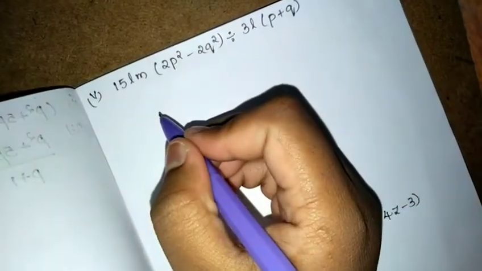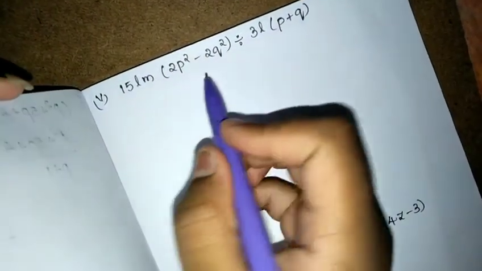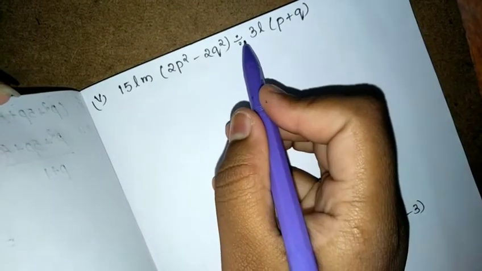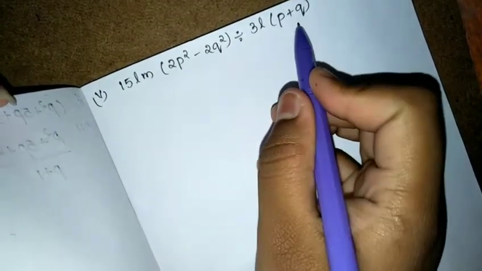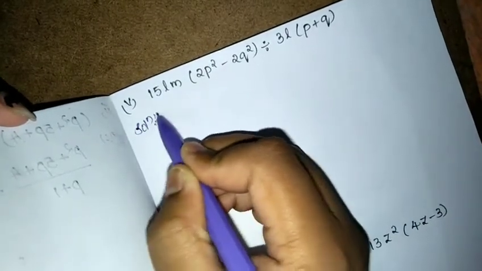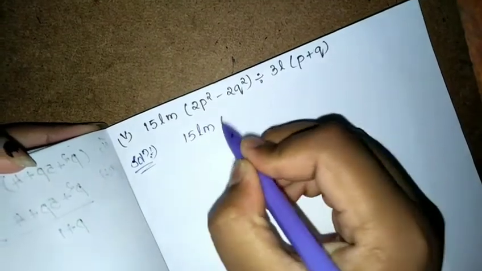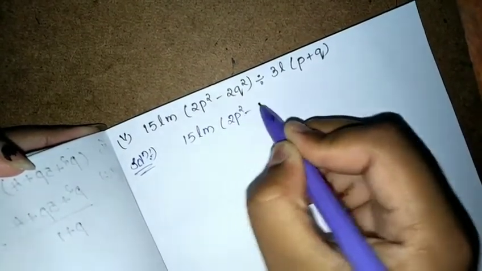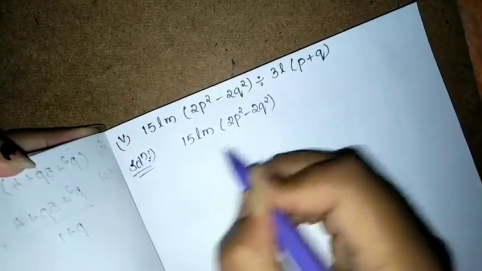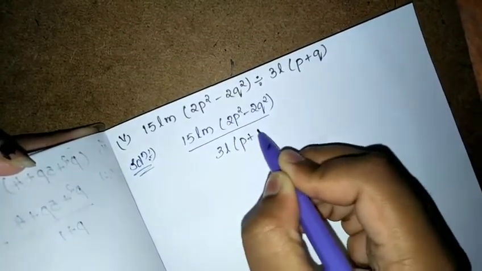Next, the fifth problem is 15lm into 2p square minus 2q square divided by 3l into p plus q. Solution for this problem is 15lm into 2p square minus 2q square divided by 3l into p plus q.